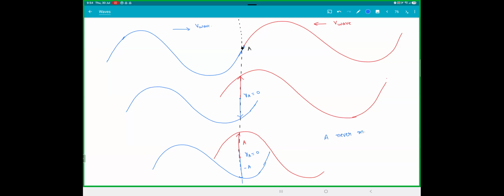You can wait however long you want. The point A will never move. These two waves will always cancel off. These are called nodes. You're getting what is happening there?